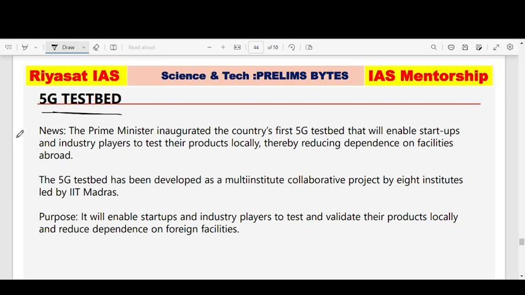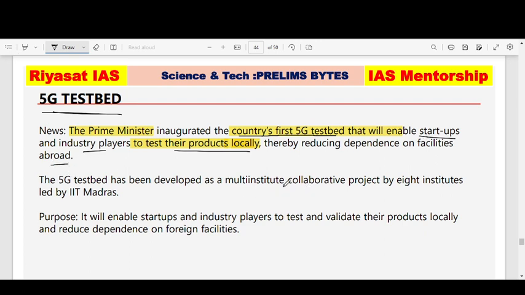This is a very small topic. Basically, what is in news is that our Prime Minister has inaugurated the country's first 5G test bed that will enable startups and industry players to test their products locally. Earlier, any corporation, industry, or startup that wanted to test a product based on 5G needed to go abroad. But now the Prime Minister has inaugurated the first 5G test bed in India, so all the players can stay in India itself and test the products locally without going abroad.